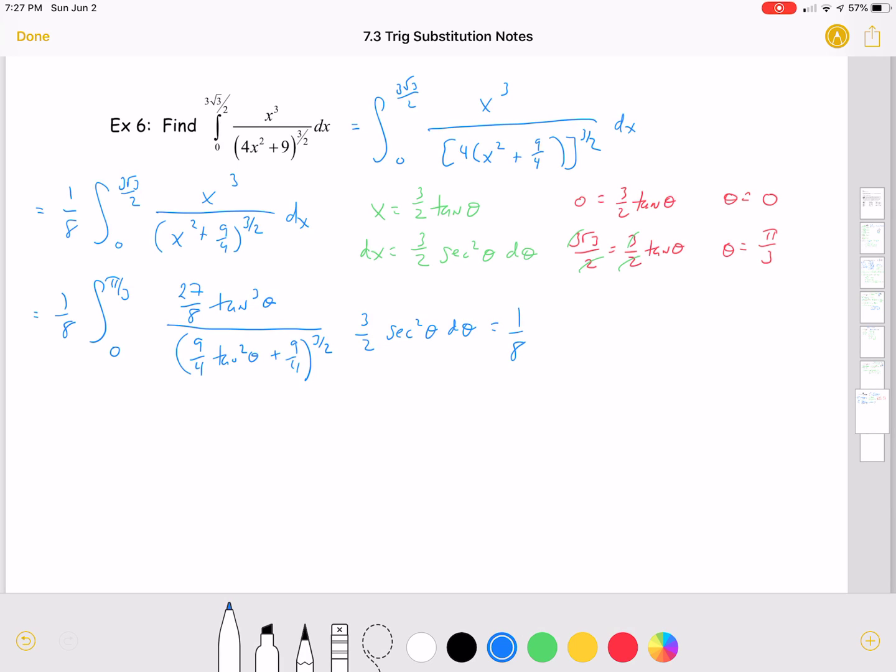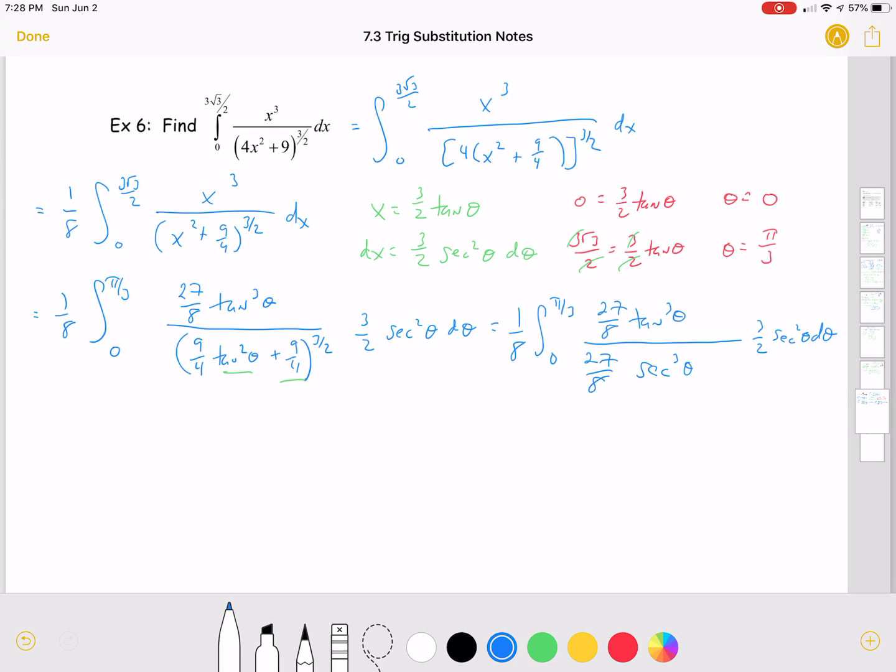So we're going to have 1/8 of the integral from 0 to pi thirds. Let's simplify our denominator. So our numerator is still 27/8 tangent cubed theta. Still going to have this 3/2 secant squared theta d theta on the right. I can factor a 9/4 out of the denominator, but I do have to take 9/4 to the 3/2 power. So take the square root first. Square root of 9/4 is 3/2, and then cube it. Well, that gives us 27/8. That's nice. That's going to leave us with that tangent squared. Remember, there'll be a +1 there where that 9/4 was. Tangent squared plus 1 is secant squared. Well, again, take the 3/2 power. So take the square root of secant squared, which is secant, and then cube it, which gives us secant cubed theta.